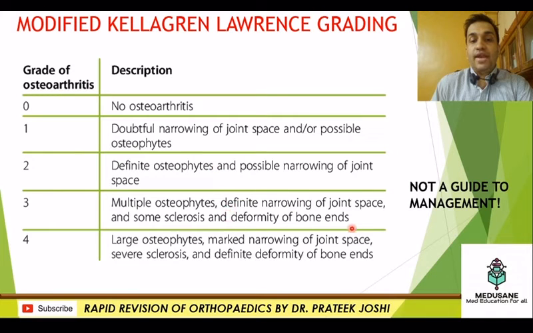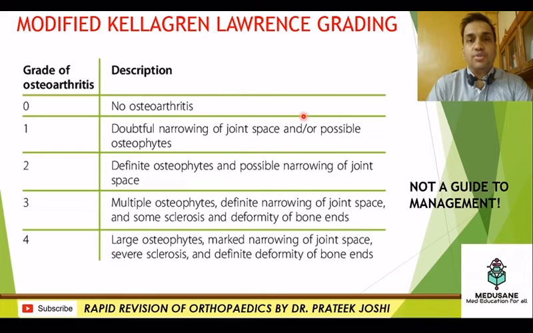If there is osteophytes with deformity of bone ends, it is grade 3 or grade 4. And of course, the severity of sclerosis starts with grade 4, and therefore if you have severe sclerosis, it is a grade 4 Kellgren-Lawrence grading. Now this is a very good theoretical system to grade osteoarthritis, but another MCQ point here is that Kellgren-Lawrence grading is not a definitive guide to management of osteoarthritis of the knee.